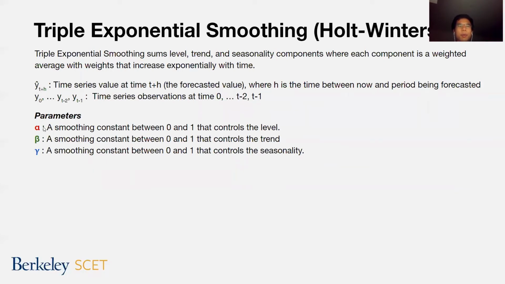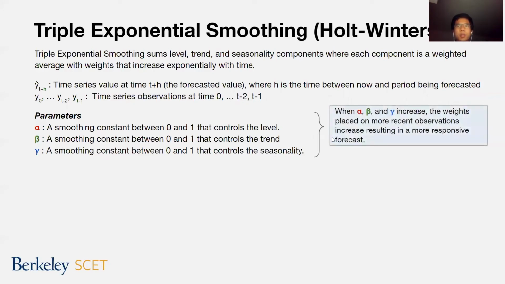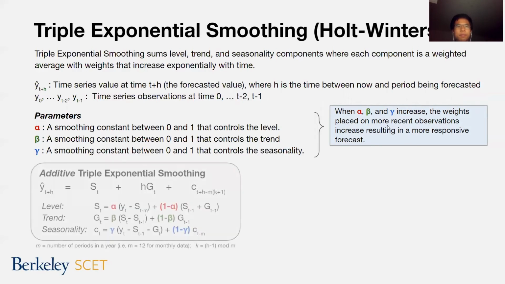And now we have three parameters, alpha, beta, and gamma. These are smoothing constants between 0 and 1, which are very similar to what we saw previously. Each of these controls the level, trend, and seasonality, which we'll dig into shortly. And similarly, we saw with simple exponential smoothing that as alpha, beta, and gamma increase, the forecast becomes more responsive. And that's exactly the thing we'll see in this model as well.